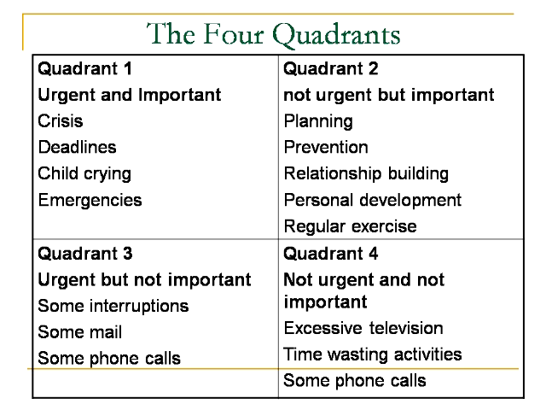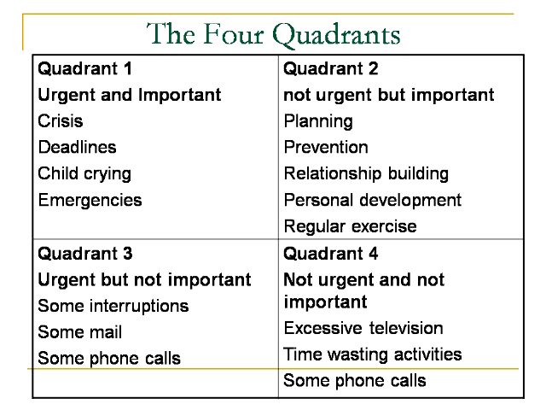Bottom left are activities which are urgent but not important. So that quadrant is to do with things like some interruptions, some mails, some phone calls. And bottom right, quadrant 4, is activities which are not urgent and not important, which includes things like excessive television, time wasting activities and some phone calls.